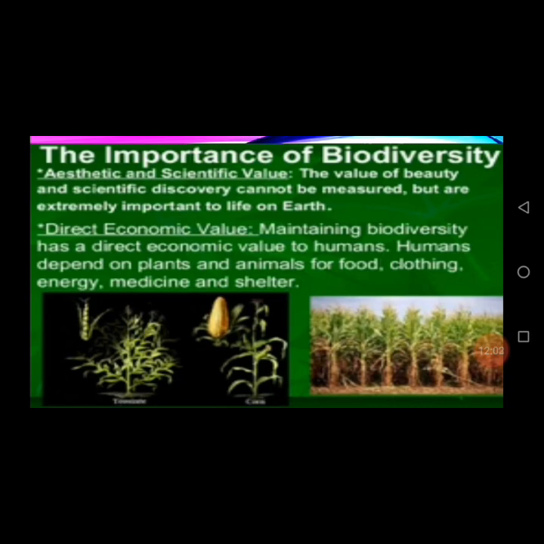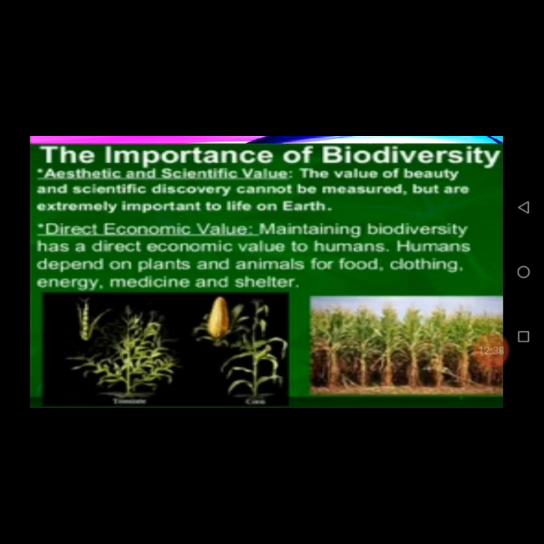Another thing you should know about biodiversity, to do with plants and animals, is that it has a direct economic value. Maintaining biodiversity has a direct economic value to humans. Humans depend on plants and animals for food, clothing, energy, that's the energy for us to do work, then medicine and shelter. Most plants serve as herbs that are made into medicines. They are processed by the pharmaceutical industries into the drugs we take, like tablets, syrups, and so on.